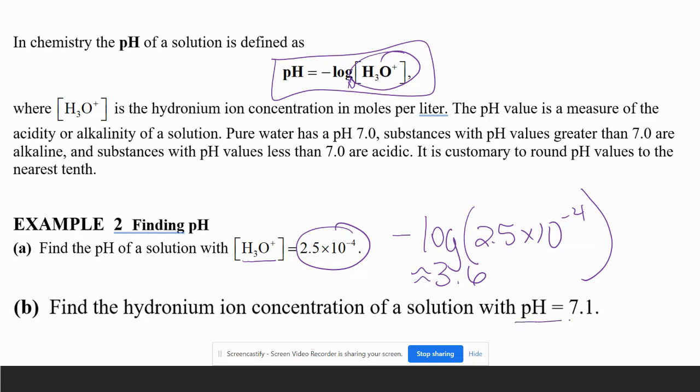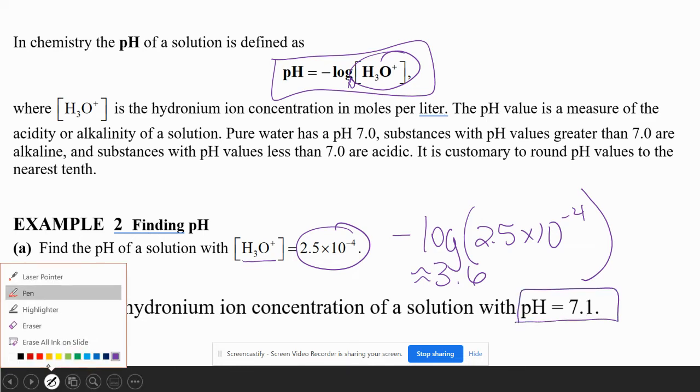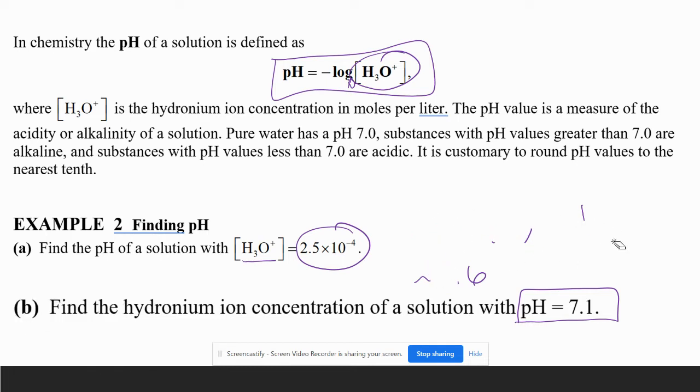For the second example, now they're telling us that the pH is 7.1. So we're plugging that in for pH, and we have to find the hydronium ion. If I write that as an equation, we would have 7.1 is negative log, and I'm going to put that as x rather than H3O+, just to make it a little bit easier to see. Remember, this is base 10.